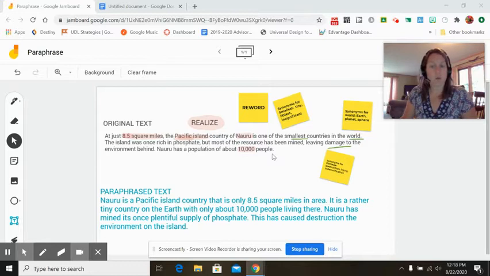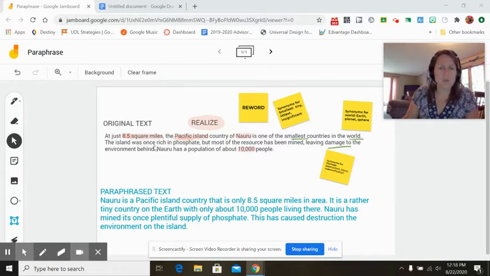So I want to go through those 4 steps. We've got reword. So here you can see on Post-its, I took a look at some of the words that I thought, hey, there's a lot of synonyms out there for those guys. I'll jot them down, and I'll use those when I do my paraphrasing. I wanted to take some time to realize what are the words that I'm not going to change. I'm not going to change the name of the island. It's going to remain Nauru. I'm not going to change how many people are on the island or the square mileage of the island. So those are some of the things I noted.